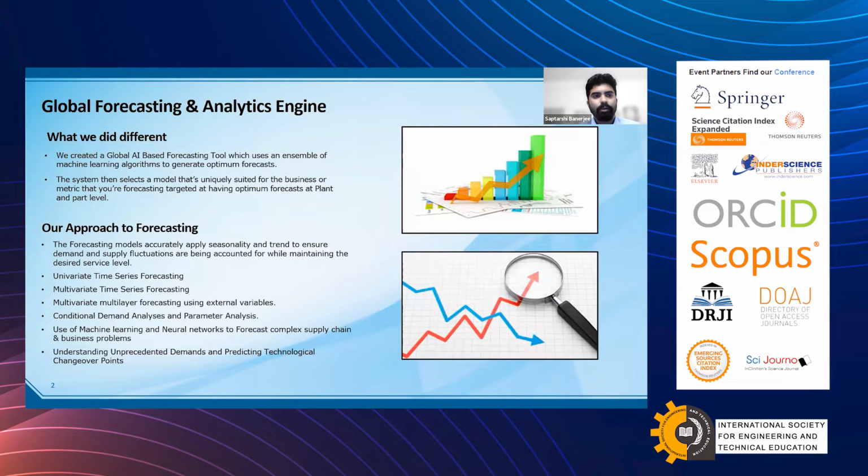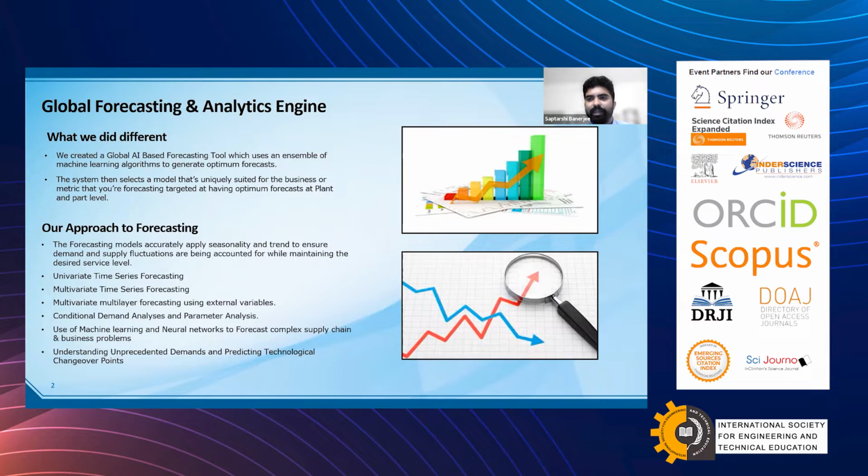So what we did was we created a global AI-based forecasting tool which uses an ensemble of machine learning algorithms to give you an optimum forecast. The optimum forecast can be at the plant level, at the part level, or you can zoom it up or down to the business level or any level you want. Our approach was to incorporate all the trends of seasonality and demand and supply fluctuations for maintaining the desired service level.